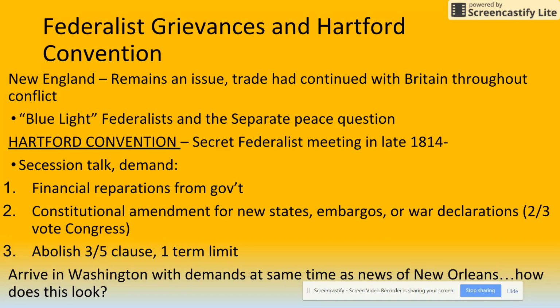So they had talked about things like asking the government for reparations for the trade that they had lost. They had talked about maybe trying to force a new constitutional amendment that got rid of the 3/5 clause, and other things like, for instance, for a war declaration, a 2/3 vote of Congress, a vote about embargoes, and they also were thinking about asking for a one-term limit for the president.